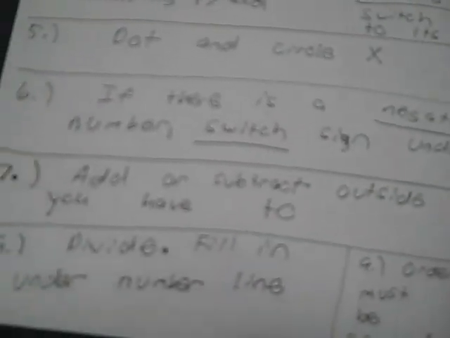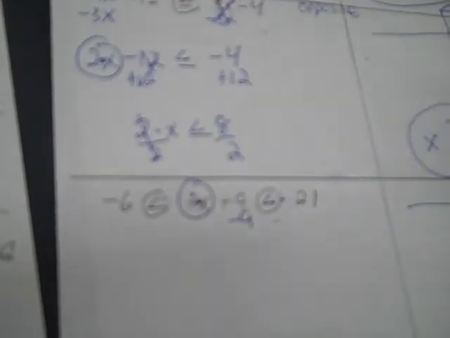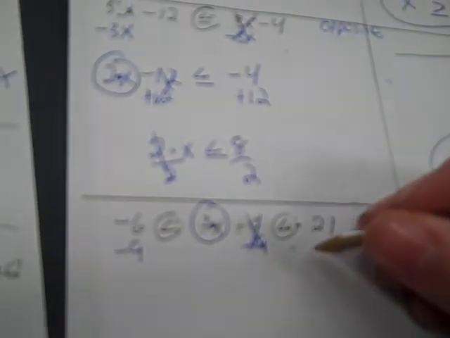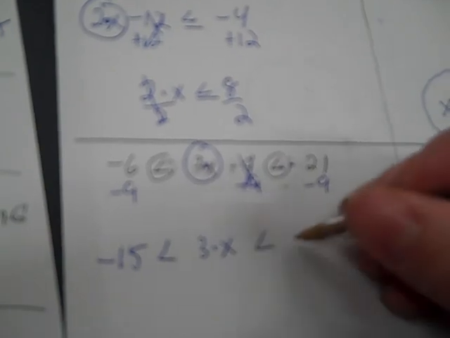Now you add or subtract outside the circle if you have to. So I got a plus 9 here. By the way, I ignore these two, okay, for now. Plus 9. So I'm going to minus 9. But then I need to minus 9 from the negative 6 and minus 9 from 21. You have to do it on the outsides as well as the inside. So I take negative 6 minus 9. I got negative 15. And then the sign. And then 3x. And then another sign. And then 12.